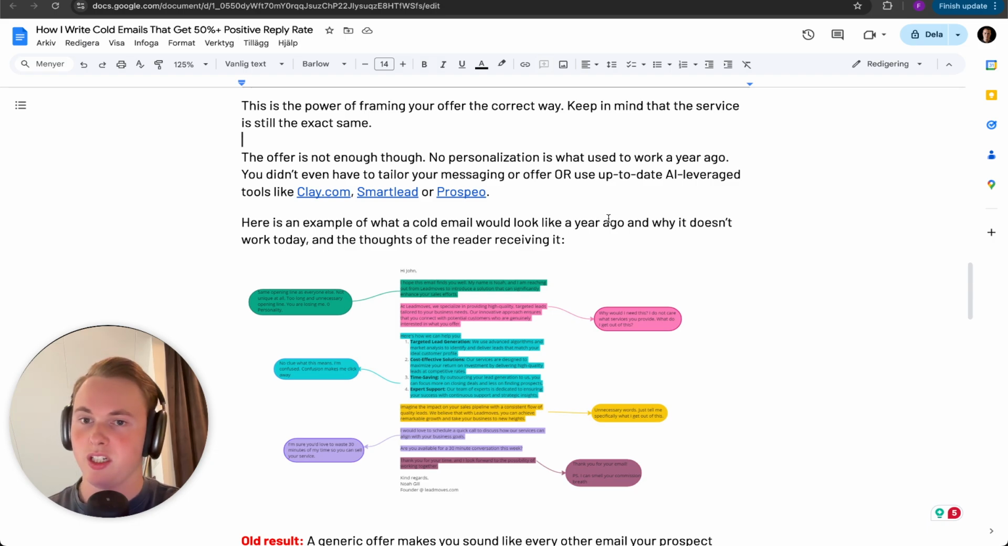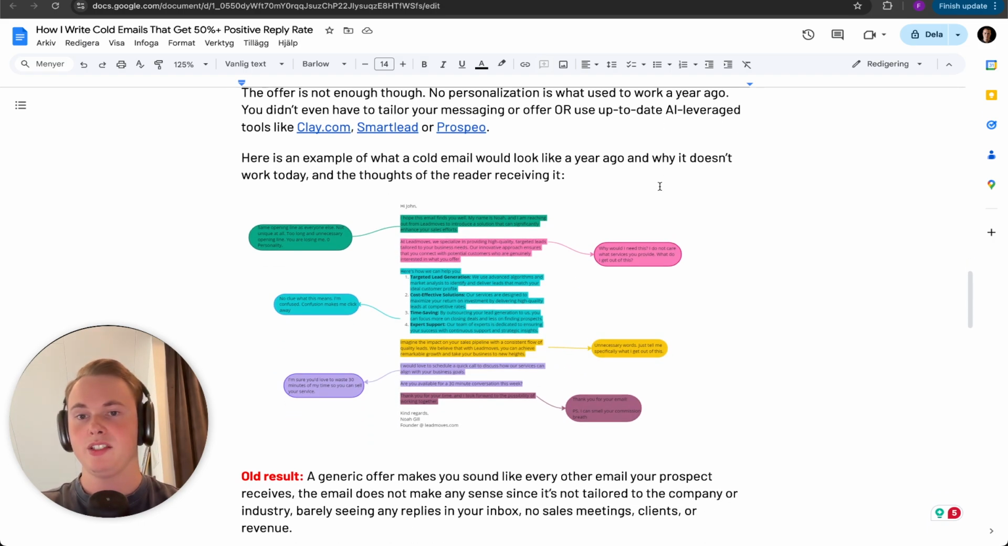Although offer is not enough. No personalization is exactly what used to work a year ago. You didn't even have to tell your messaging or offer or use up-to-date AI leverage tools such as Clay, Smartlead, or Prospeo, or different cold email enrichment tools. And here's an example of what a cold email would look like a year ago and why it wouldn't work today, and also the thoughts of the reader receiving it.